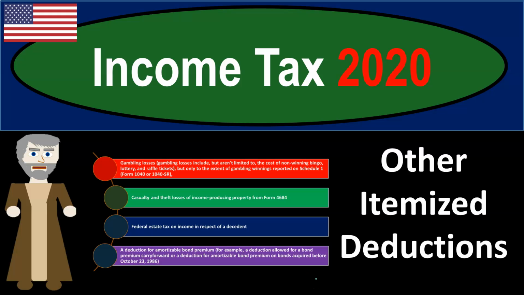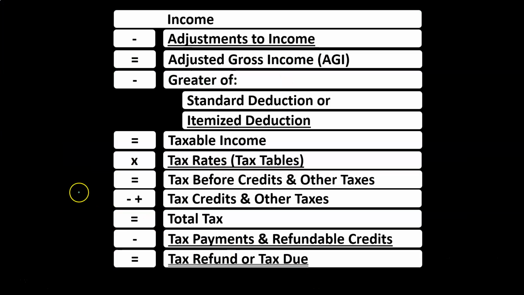Other itemized deductions. When thinking about our income tax equation, we're thinking about the below the line deductions. We're thinking about our itemized deduction, remembering that we could break our income tax equation into two halves. The first half then being our modified income statement. The second half then being the calculation of the tax and application of the payments and credits to get to the bottom line, that of the tax refund or the amount due.